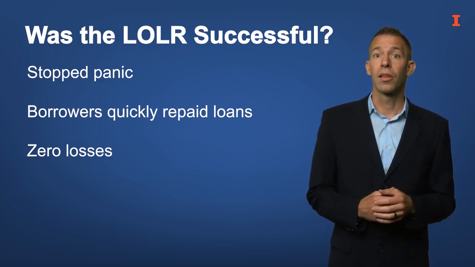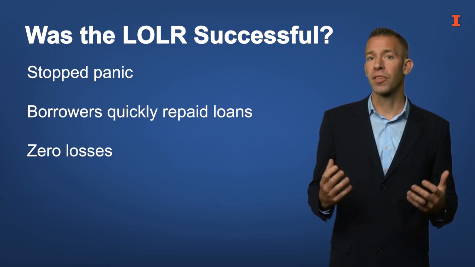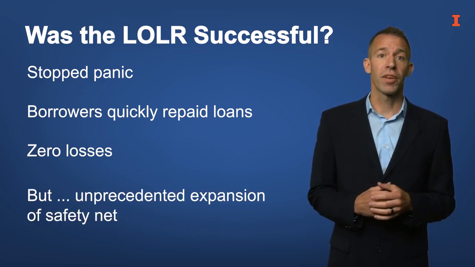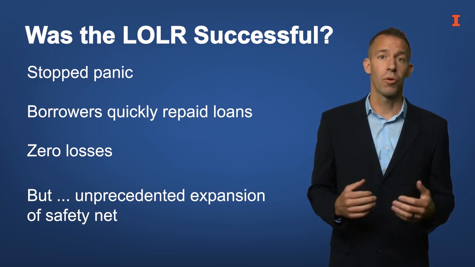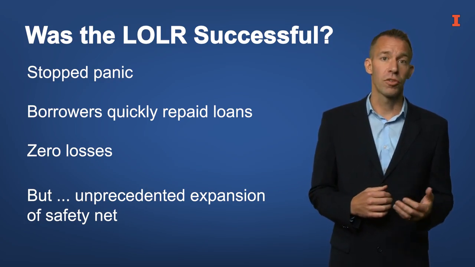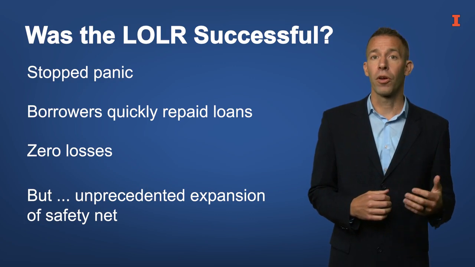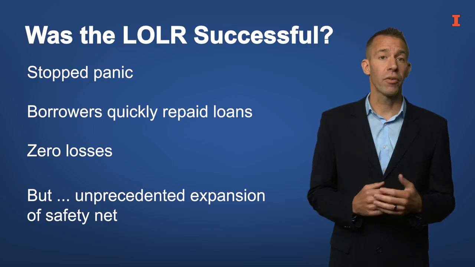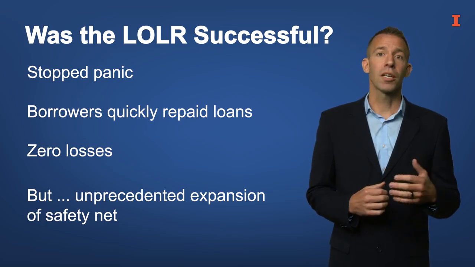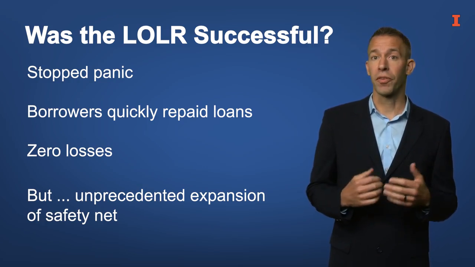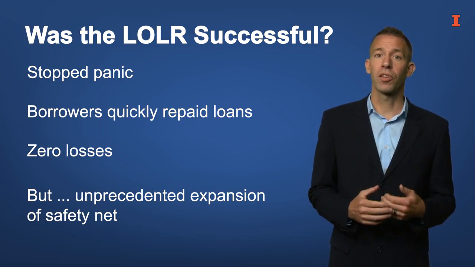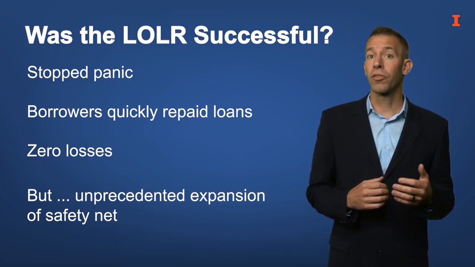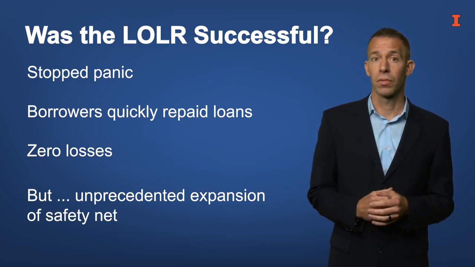On the other hand, this was a massive and unprecedented expansion of the government safety net. Many of the financial institutions receiving support were not depository institutions. They were not supervised or regulated by the Federal Reserve or another bank regulator. What if market participants continue to expect the Federal Reserve to offer support when things go bad? How will this affect risk-taking? There is no clear answer to this question.